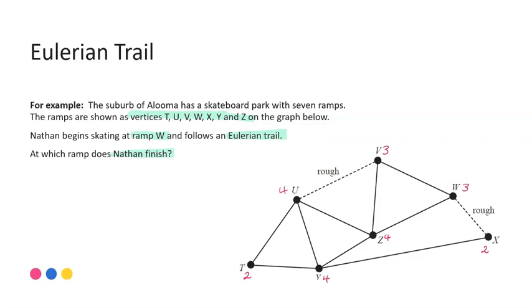So knowing that for a Eulerian trail, if we start at one odd vertex, we must finish at the second odd vertex, means Nathan must finish at ramp V. So he finishes at ramp V. That's without even doing any checking of what the trail would be. We just need to identify the other odd vertex so that we can identify his finish point.